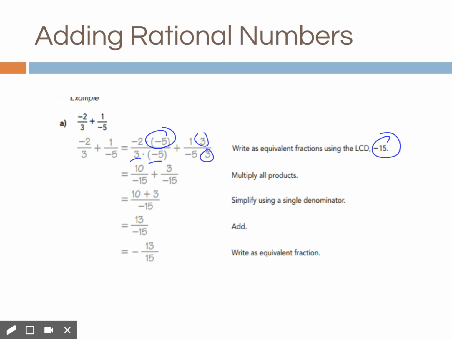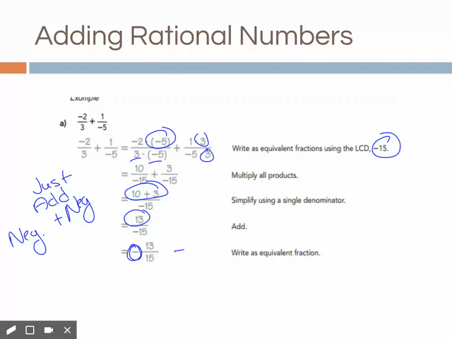So remember, when we're adding a negative plus a negative, we can just add. So 10 plus 3 will give us our numerator, which is 13 over negative 15. And then when you write it as an equivalent fraction, the negative is in front of the whole fraction, like they have here, not at the top or the bottom. If we have a negative sign at the top or the bottom, the whole fraction is negative.